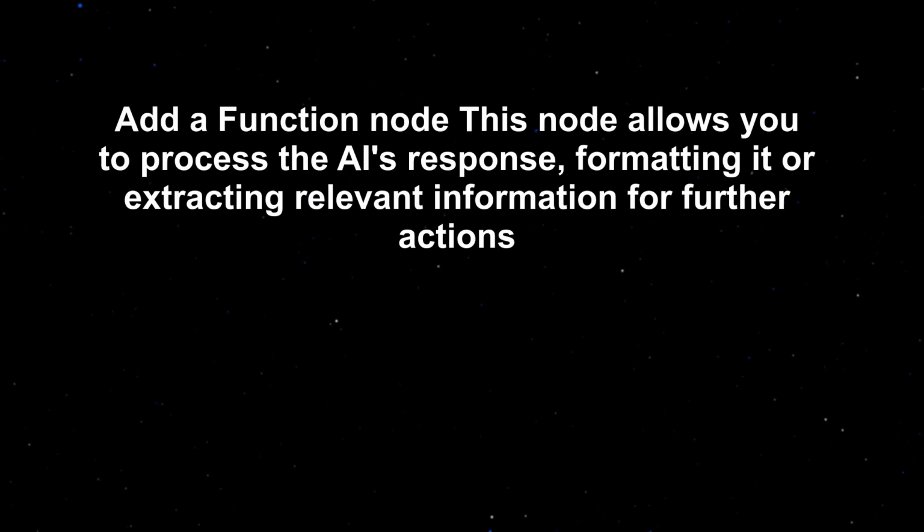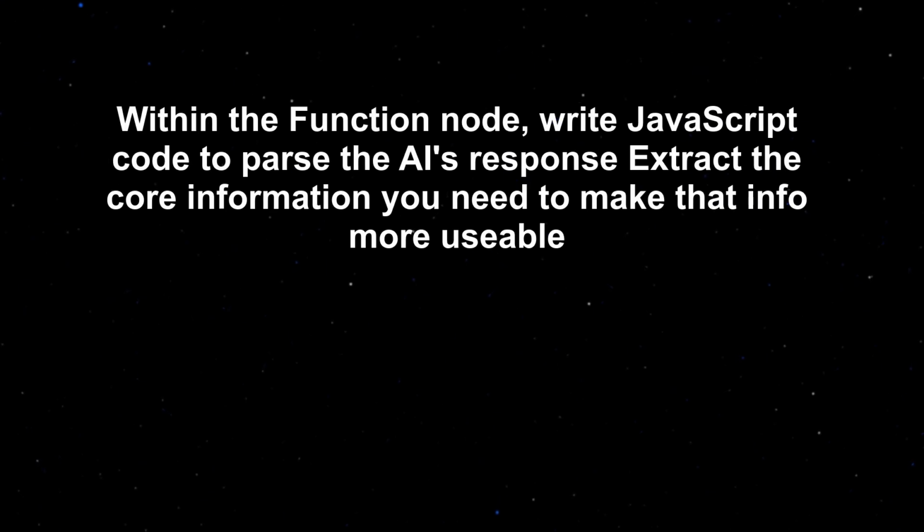Add a function node. This node allows you to process the AI's response, formatting it, or extracting relevant information for further actions. Within the function node, write JavaScript code to parse the AI's response. Extract the core information you need to make that info more usable.